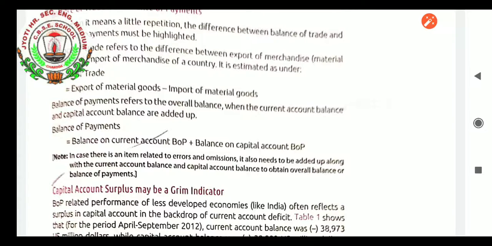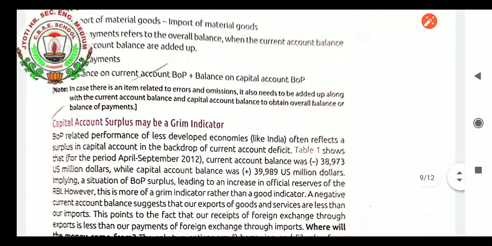They are not the same, because when the transaction is done, balance of current account and capital account will result in the balance of payment. In case there is an item related to errors and omissions, it also needs to be added up along with the current account balance and capital account balance to obtain the overall balance of payment.